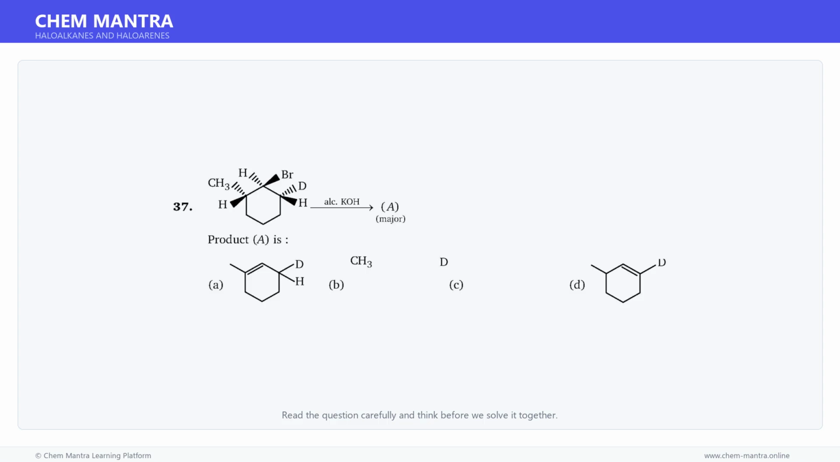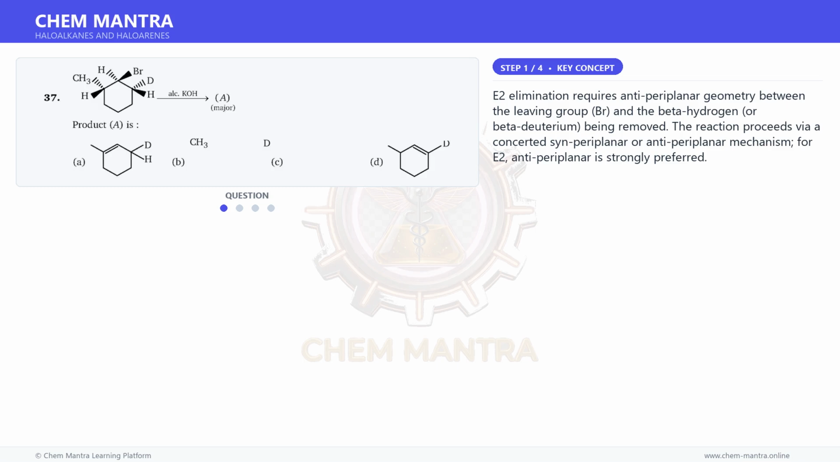Here is a question. Read it carefully and think about the answer. Let us solve it step by step. Let us first understand the key concept here. E2 elimination requires anti-periplanar geometry between the leaving group, Br, and the beta hydrogen, or beta deuterium, being removed. The reaction proceeds via a concerted syn-periplanar or anti-periplanar mechanism. For E2, anti-periplanar is strongly preferred.